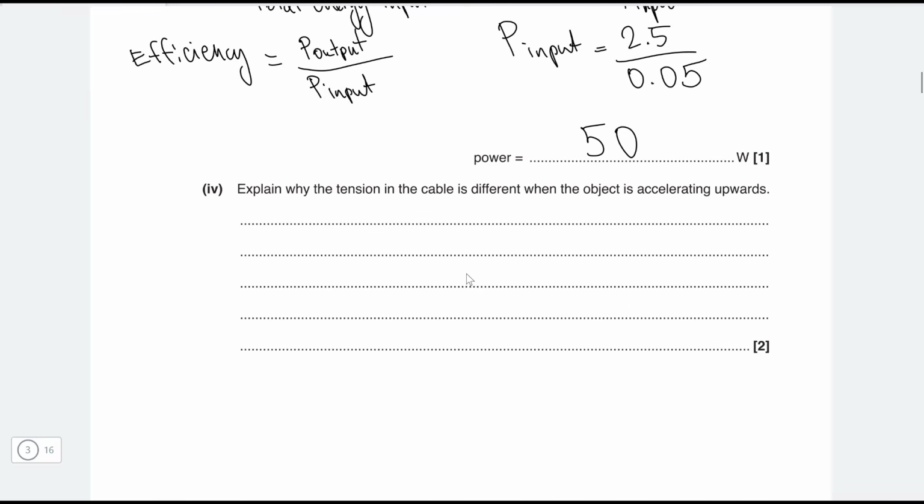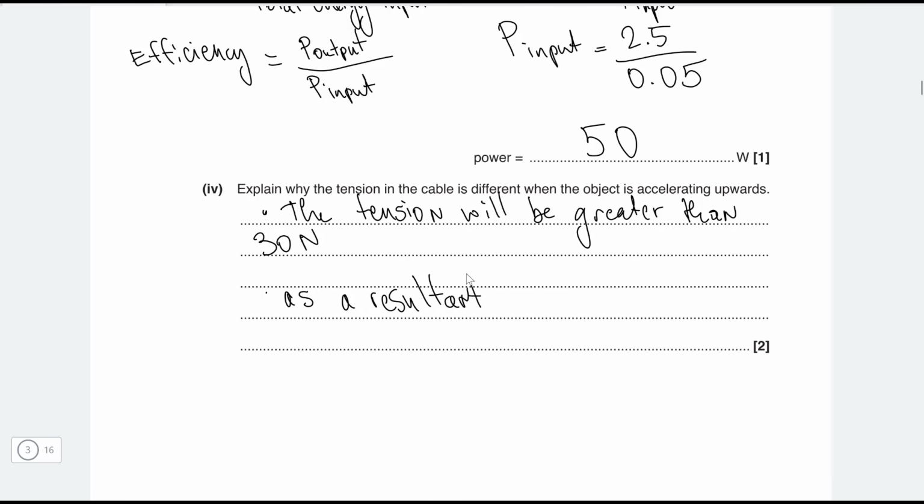But answering this in a general fashion, explain why the tension in the cable is different when the object is accelerating upwards. Well, the tension will be greater than 30 newtons as a resultant upward force is required for acceleration.